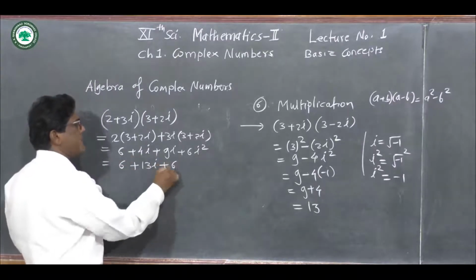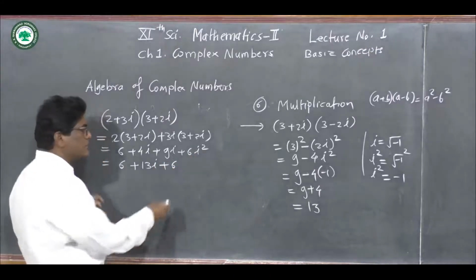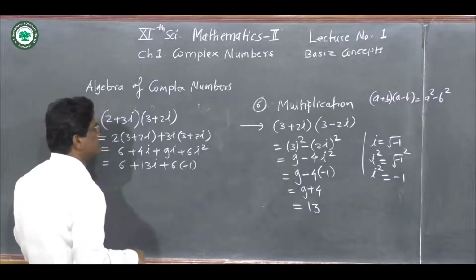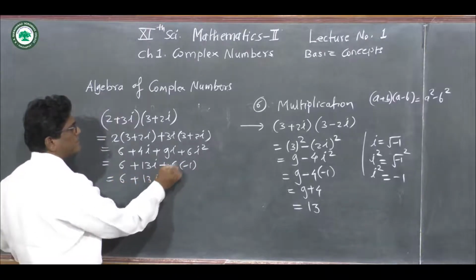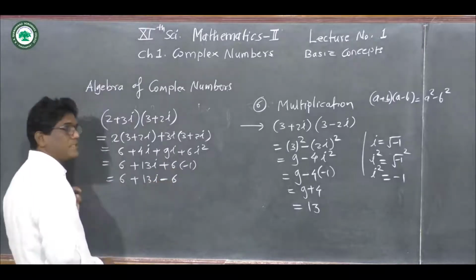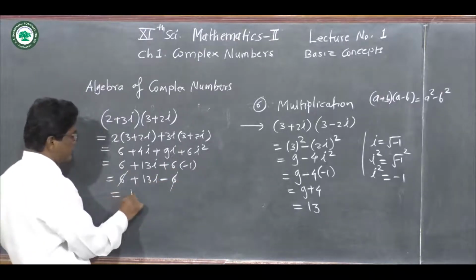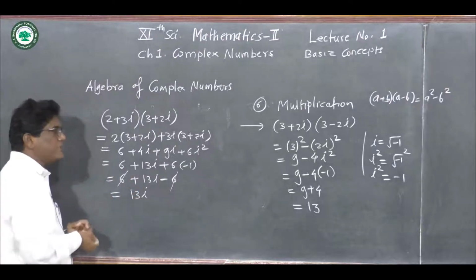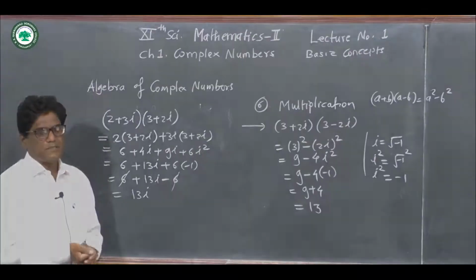Here plus 6 as it is. We know i square is minus 1, just as we have seen. So 6 into minus 1, and so it is equal to 6 plus 13i, and this plus minus becomes minus 6. This minus 6 and plus 6 get cancelled. So we get here 13i. In this way we can find the multiplication of any two complex numbers.